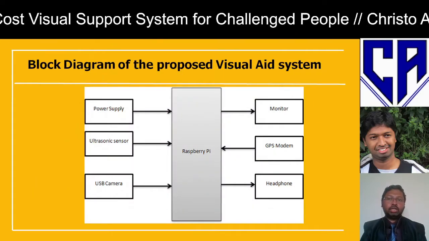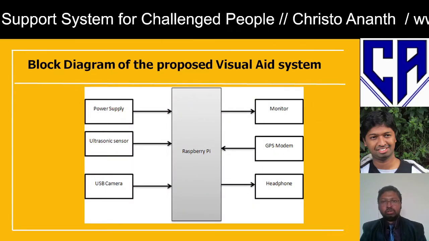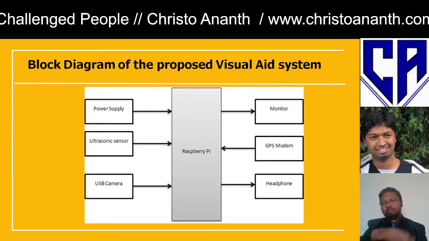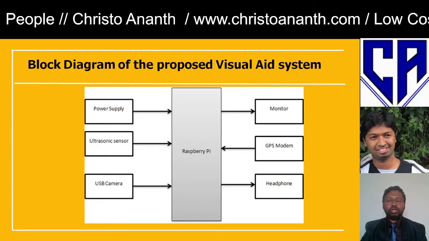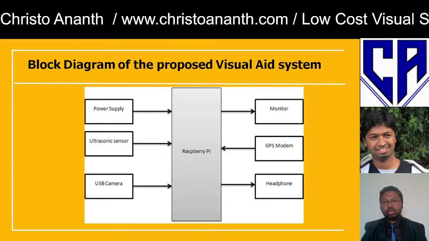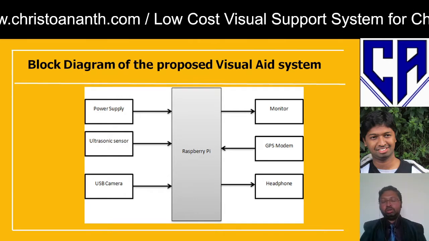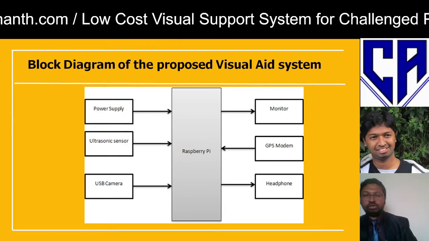So this is the block diagram of our proposed visual aid system. We have power supply, ultrasonic sensor, USB camera. We have the Raspberry Pi architecture, from where we feed it to the monitor. For the location tracking, you use the GPS modem, and with the headset, you are going to better analyze the audio features and communicate well.